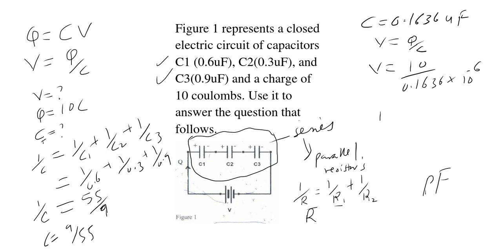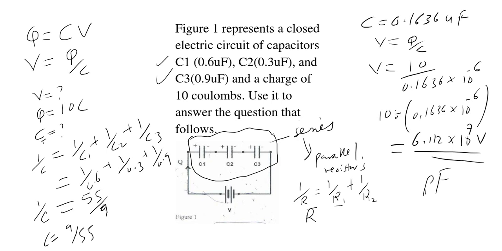So when you feed this in the calculator, you have to feed like 10 divide by, you put in brackets 0.1636 times 10 power negative 6. And when you compute this, you'll get 6.112 times 10 power 7, and this will be in volts. So when you work with SI unit, you'll get an answer which is in SI unit. So in this case, we get this, which is in volts. So that is how we could have worked out that question.